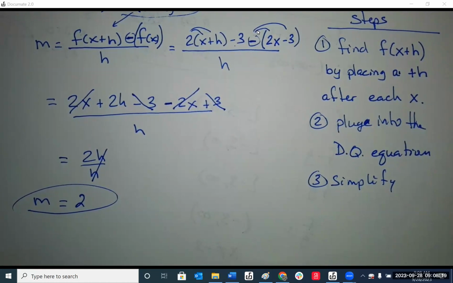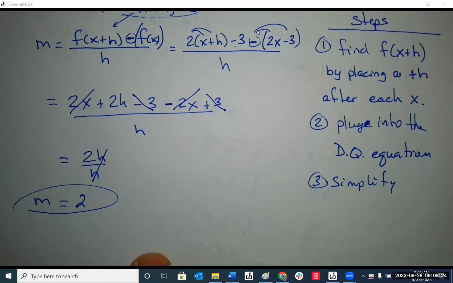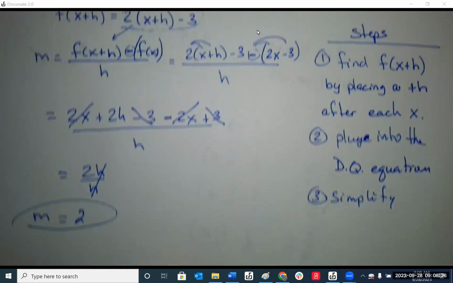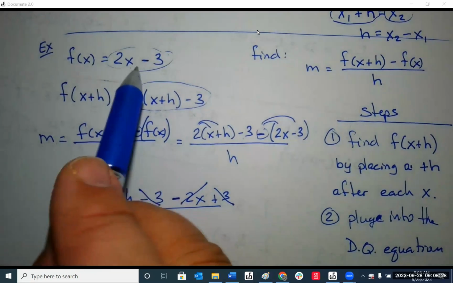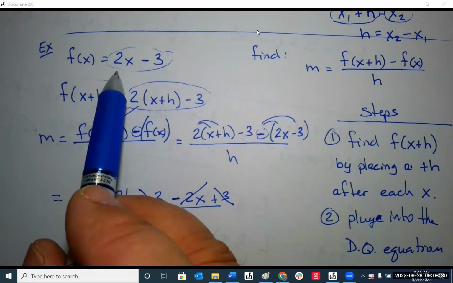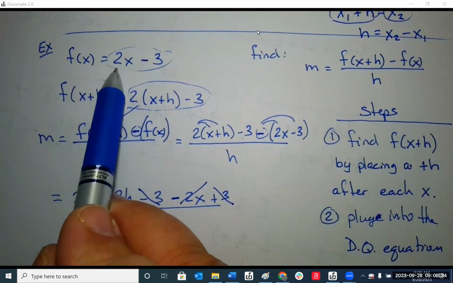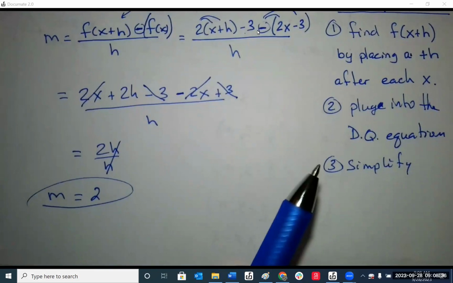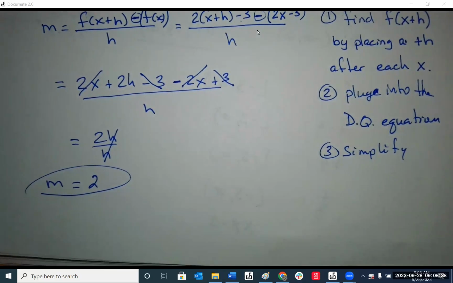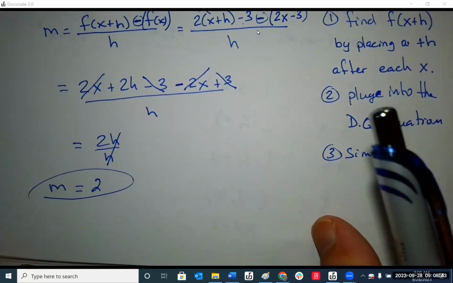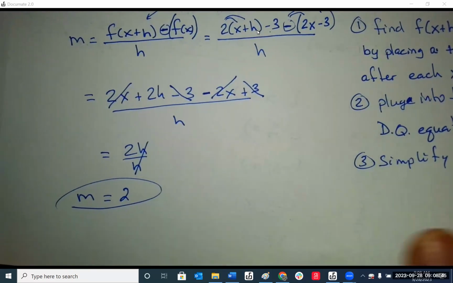How do I know that's right? Look at our original equation, y equals mx plus b. What's the slope of this equation? 2. And that's what we got. We got slope equals 2. So that's just a test we use to make sure we're doing it correctly. Let's make it a bigger equation now.